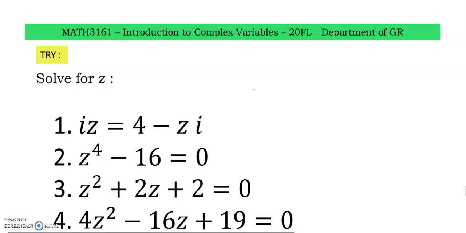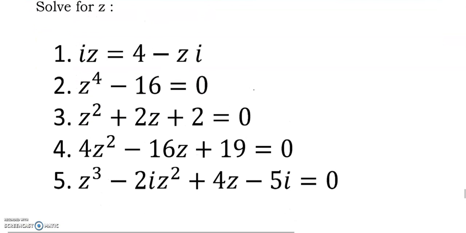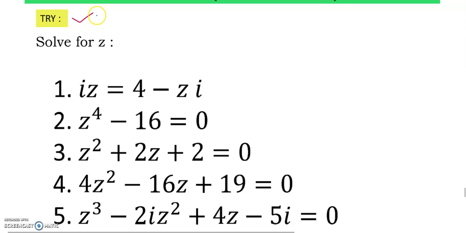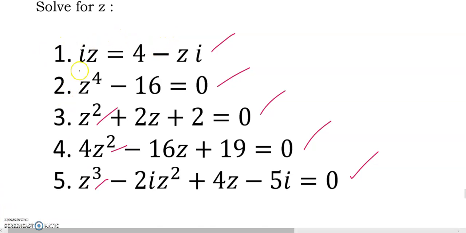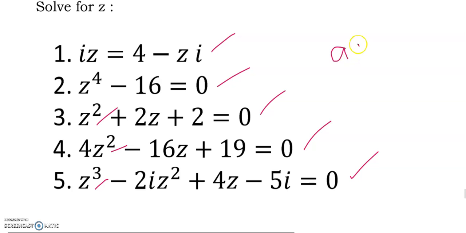Okay, here I have given a few questions, I think 5 questions, to try to find the value of z. So solve for z. Here I think only one value for z. Here you can find 4 values, here 2 values, here 2 values, because here degree is 2. So now here degree is 3, so you can find 3 values. When you complete all 5 questions, you have to find the value of z in the form of a plus bi.